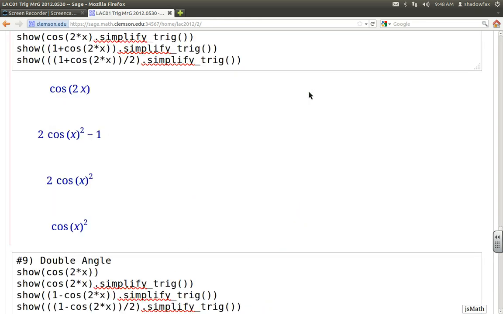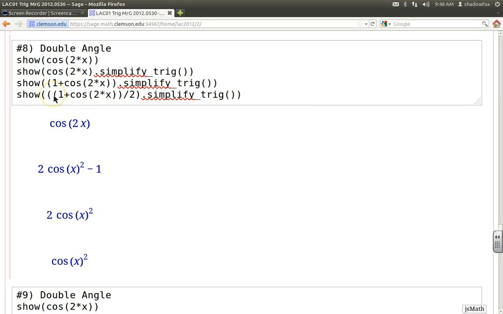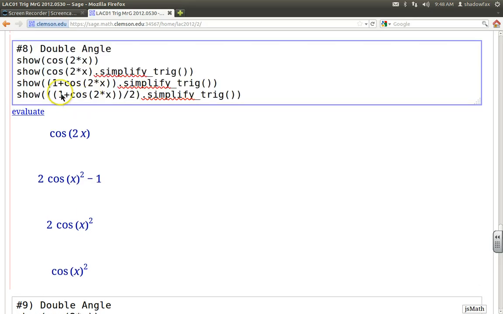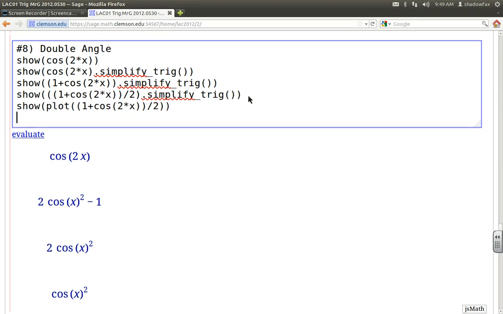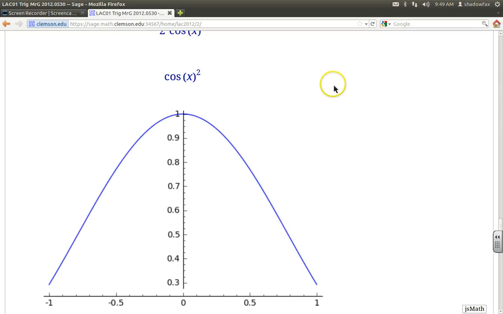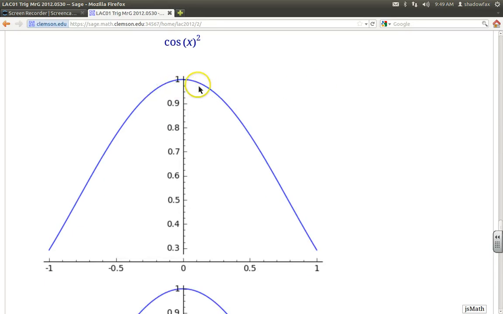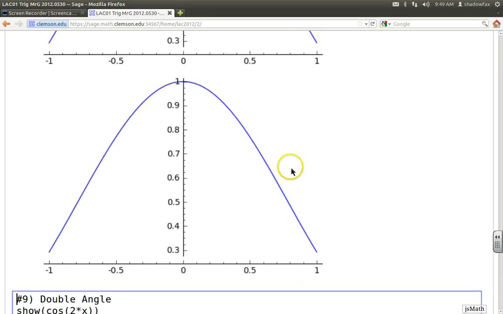You could do the same thing up here. What if I graph this? All right, hang on. Let me come around. Let me graph this, and do a show on that. And graph what it should be, also the cosine squared. And here's 1 plus cosine 2x all over 2, and here's cosine squared. They're the same. All right, anybody stuck?